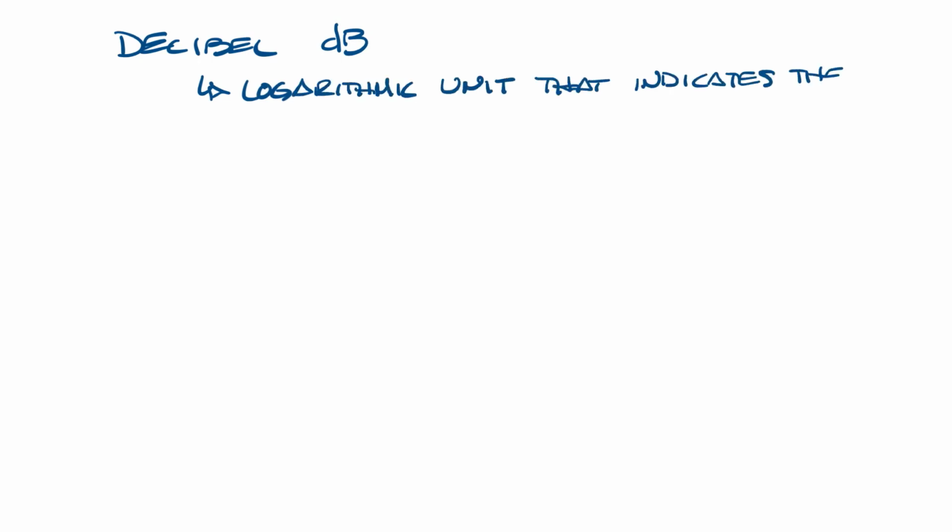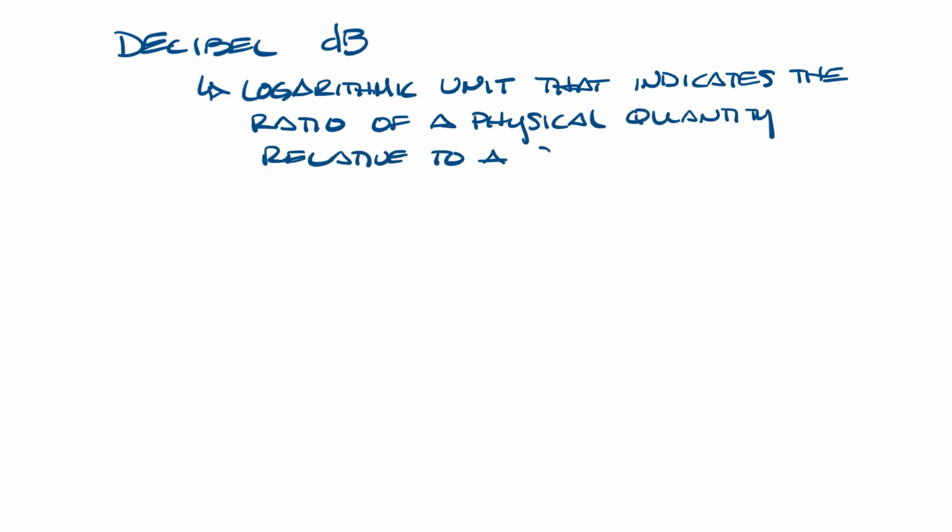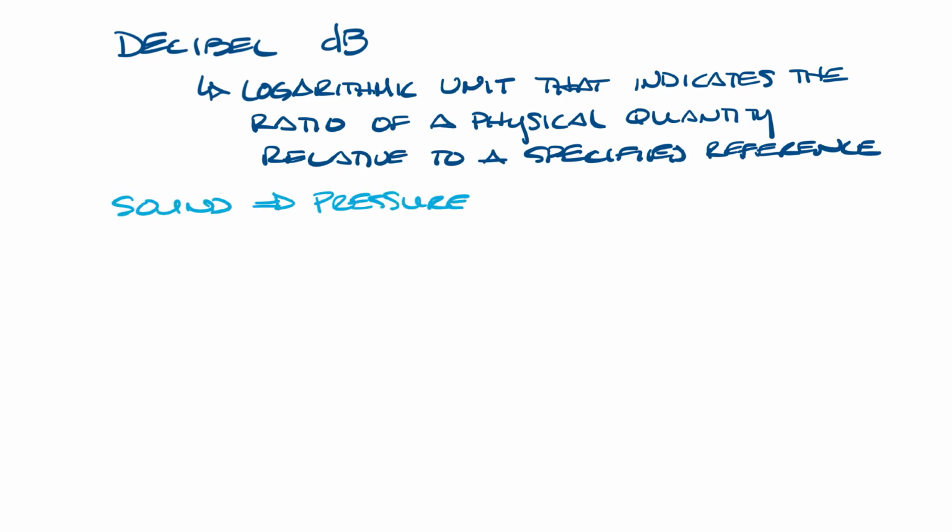So let's start with the decibel. Wikipedia defines the decibel as a logarithmic unit that indicates the ratio of a physical quantity, usually power or intensity, relative to a specified or implied reference level. For our purposes, you don't really need an in-depth understanding of the decibel itself, so let's simplify this just a little bit. Sound is a pressure wave. Sound intensity is measured in watts per meter squared.